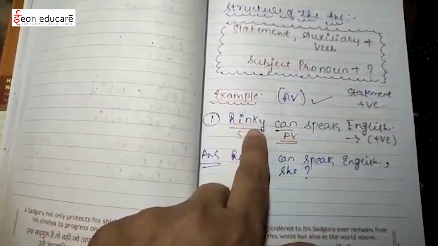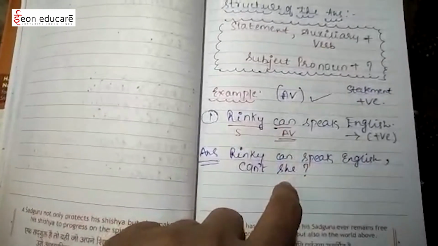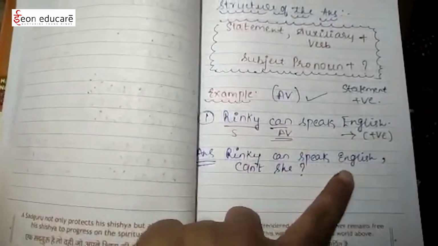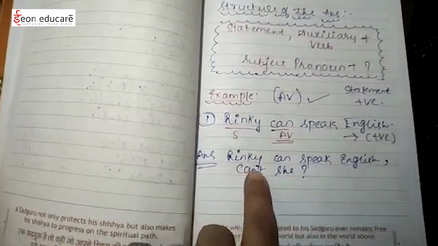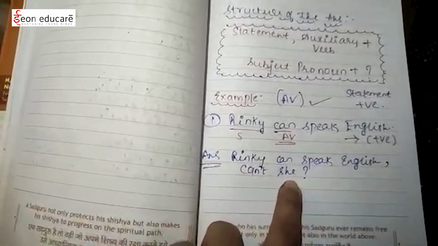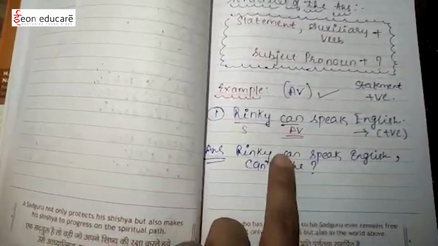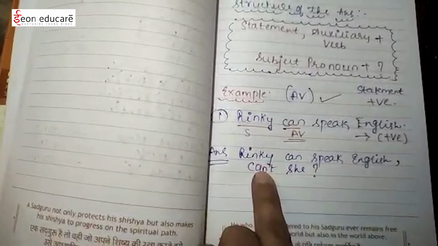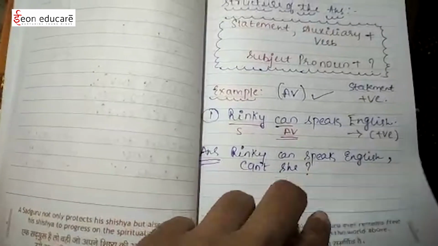And subject pronoun. Subject is what? Rinky. So subject pronoun, Rinky, gets converted into she. Rinky can speak English, comma. Then I had added auxiliary verb, then I added subject pronoun, and last but not the least I added what? Question mark. So statement, comma, auxiliary verb plus subject pronoun plus question mark.